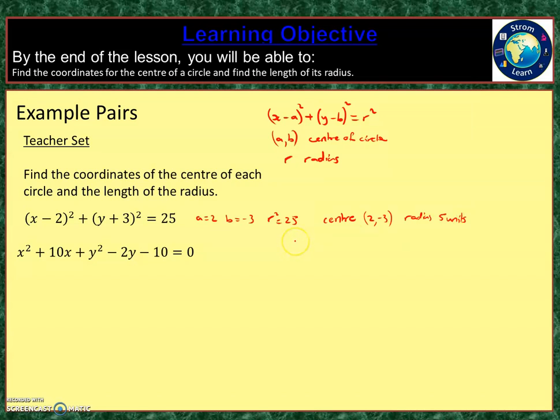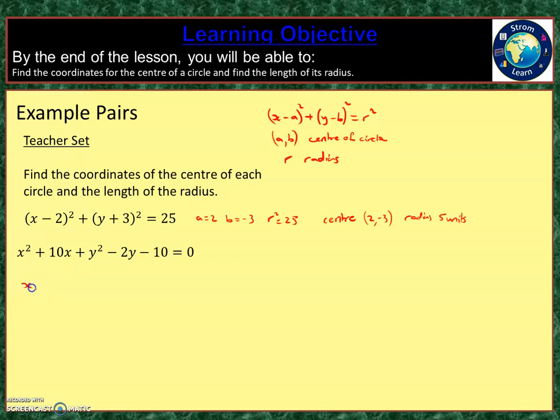So this second one then is much more problematic in this case to find the coordinates of the centre and the length of the radius because it's not in the right format. So we're going to have to rearrange it so that it is. And the method we're going to use is completing the square. So I'm just going to look at the x squared plus 10x, and I'm going to complete the square there.